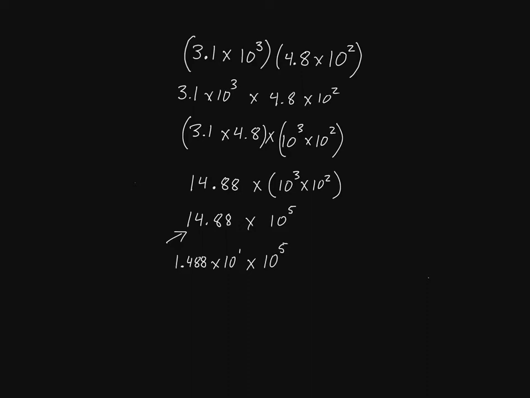Now we're going to once again add the exponents, and you get 1.488 times 10 to the sixth power. And now you're done. This is when you have two numbers that have a positive exponent.